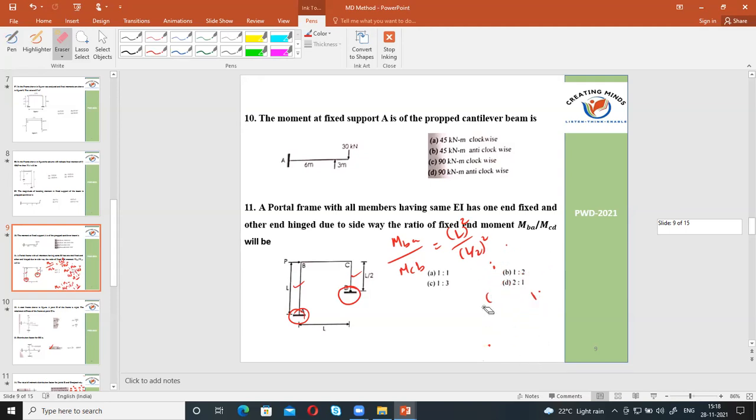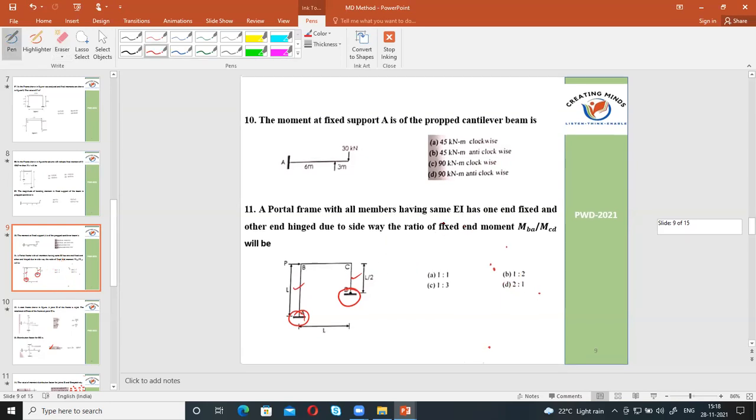But be careful. I made it. The thing is, I have not seen this particular point. This is very, very important. What is it? FEM. If FEM is there, what do you have to remember? 6 EI delta by L square.